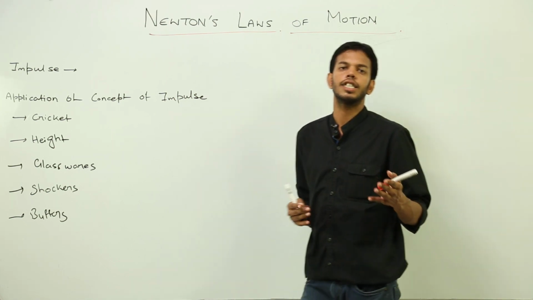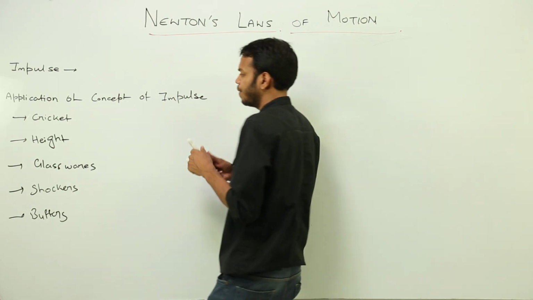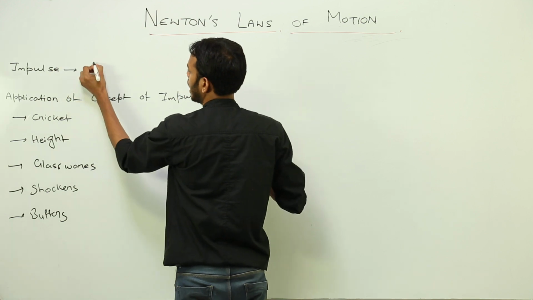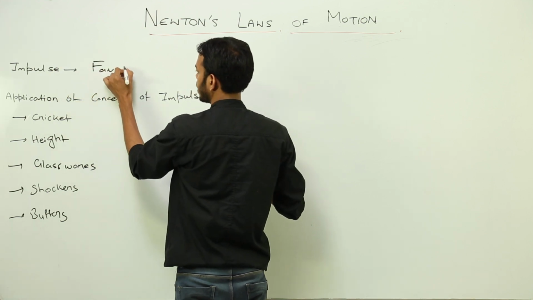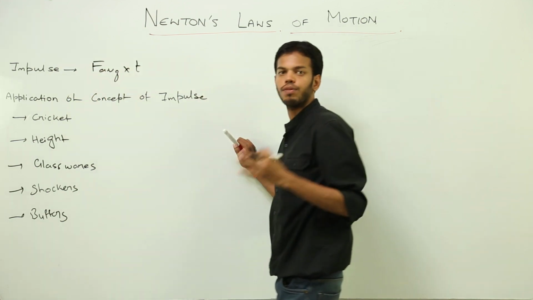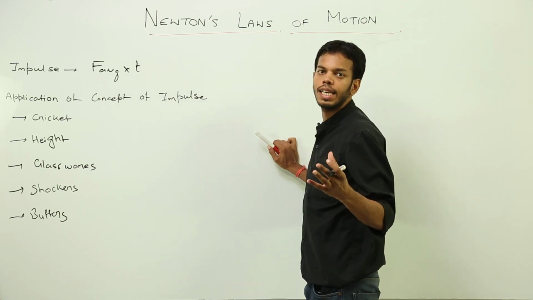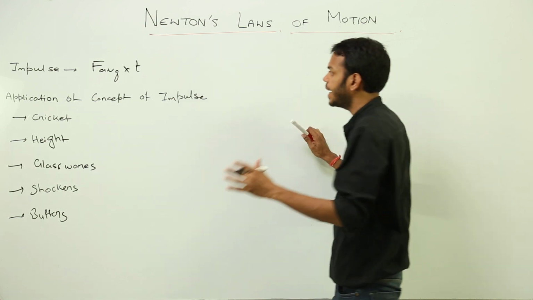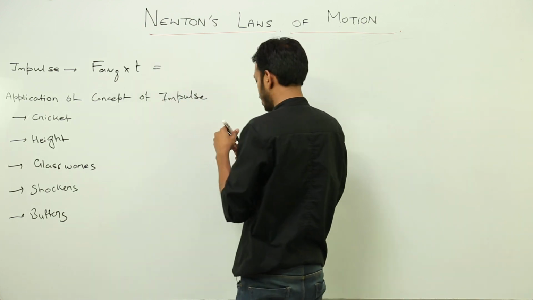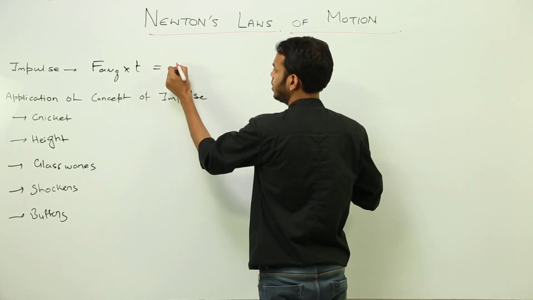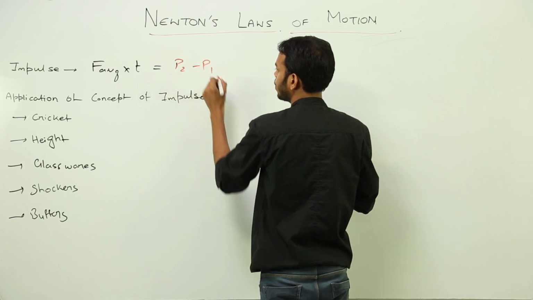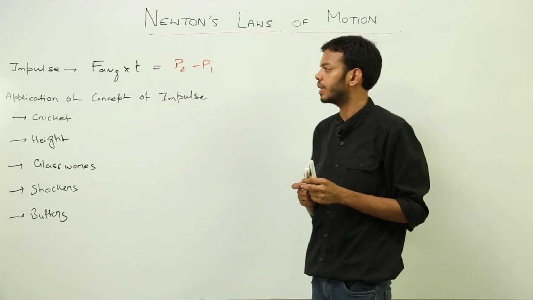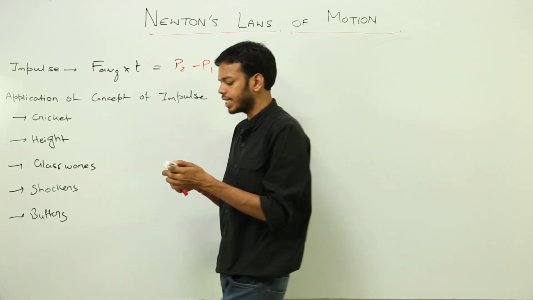So in our last lecture, we discussed impulse, where the formula of impulse was average force into the time during which the force has acted on a body. Impulse, we are talking about a very strong force which is acting for a very small time, alright. And the derived formula for this was change in momentum, which is P2 minus P1, or final momentum minus initial momentum. So where do we apply the concept of impulse?